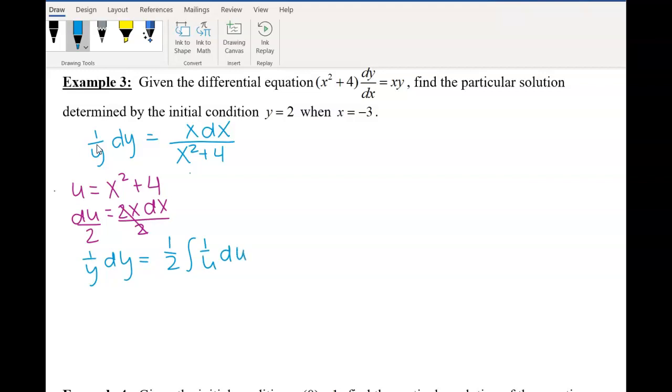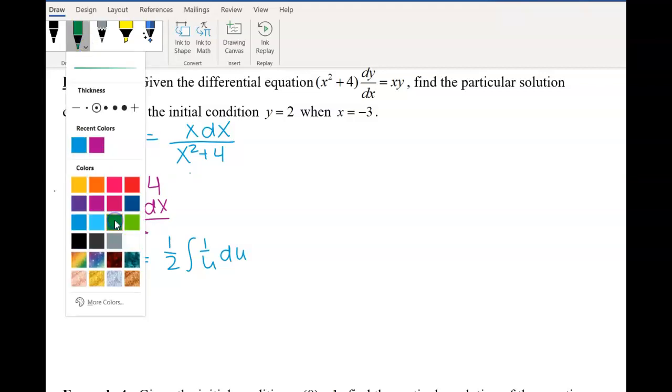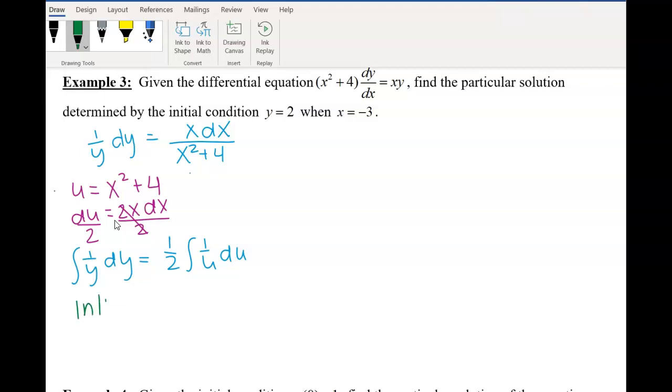So we get 1 over y dy, and we're going to integrate 1 over u du, and we're also going to integrate 1 over y dy. What do we know about the antiderivative of 1 over anything? It becomes an ln. So I have ln of y equals 1/2 the natural log of x squared plus 4, plus c.